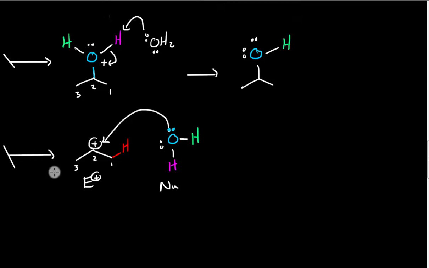So we set up above that the first step was the formation of this carbocation, and the second step was the attack of the blue oxygen onto carbon-2. And then after that, we could remove one of our hydrogens from our positively charged oxygen.